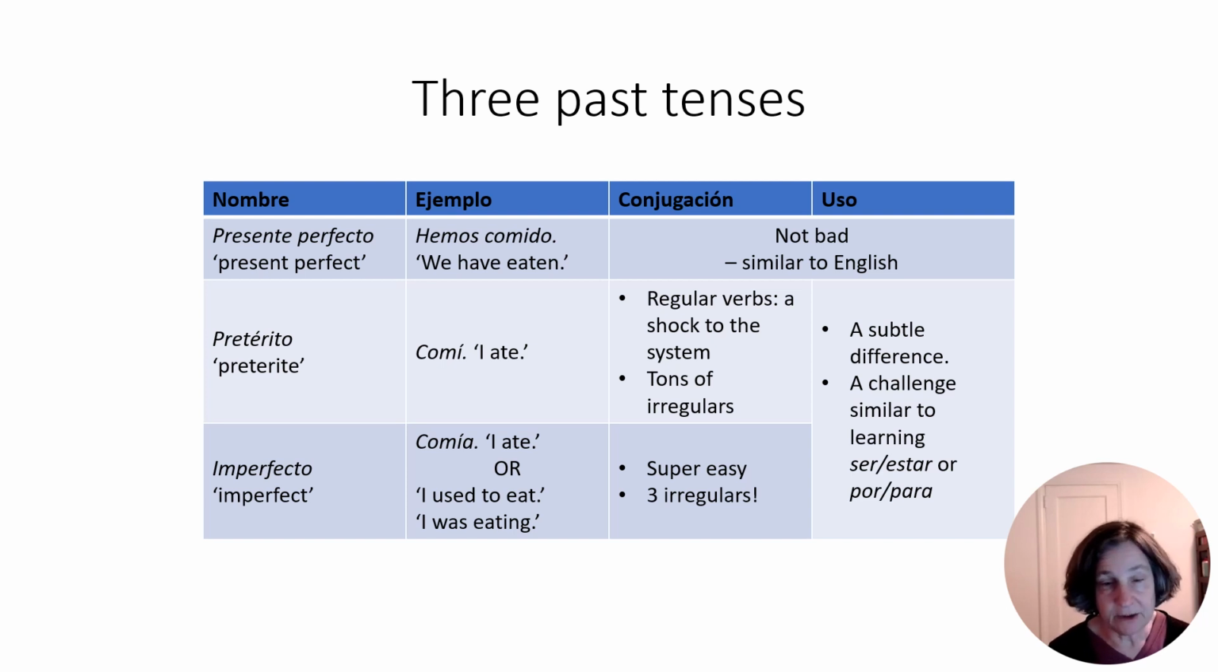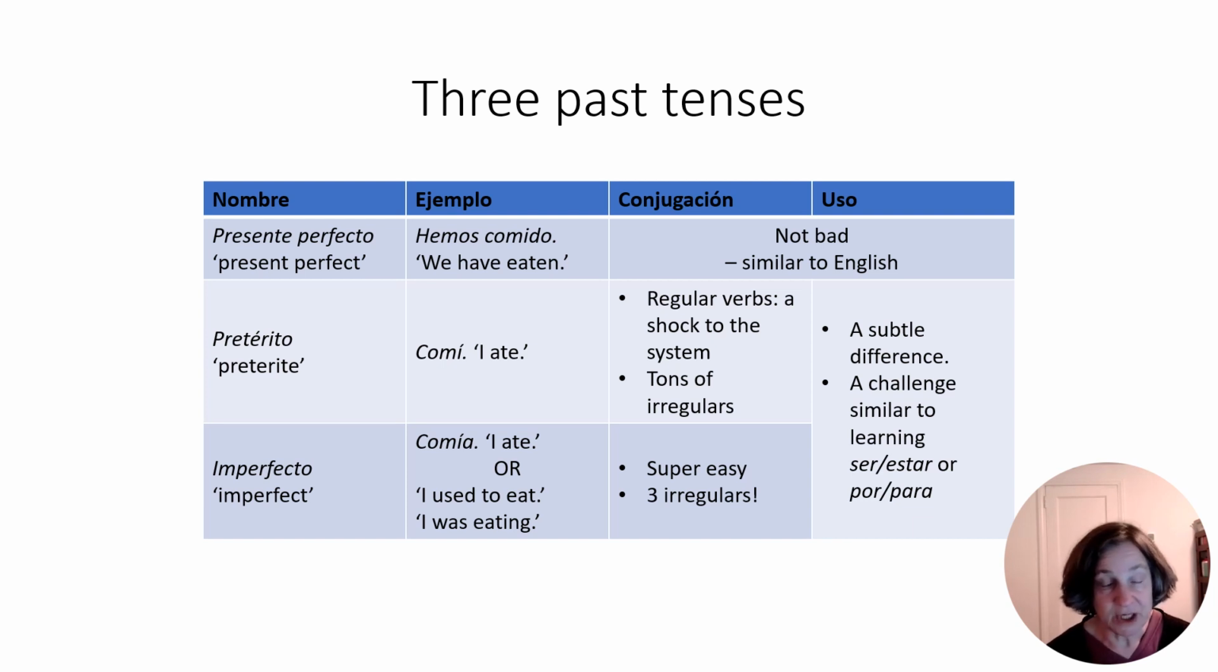The pretérito is the simple past. An example is comí, I ate. And the conjugation will take a fair amount of work to learn because even the regular verbs are really different from what you're used to from the present, and there are lots of irregulars.